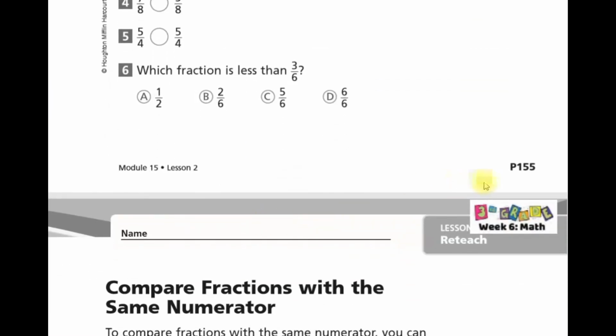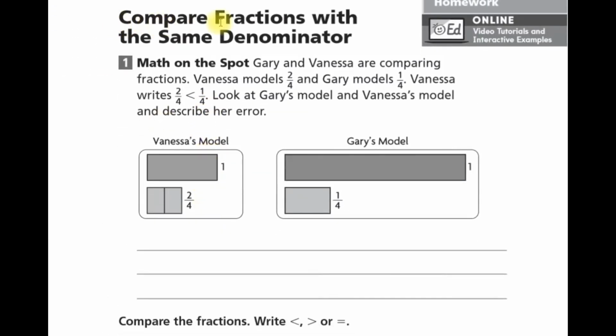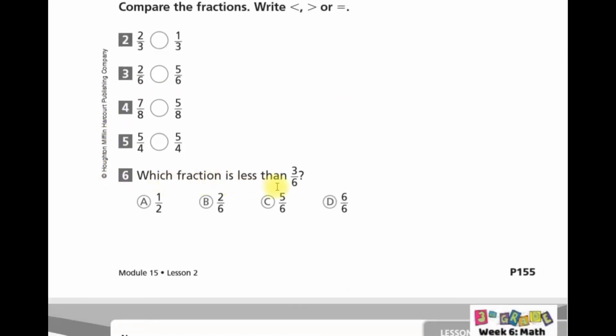We are on page 155, Module 15, Lesson 2. Compare fractions with the same denominator. Math on the spot. Gary and Vanessa are comparing fractions. Vanessa models 2/4 and Gary models 1/4. Vanessa writes 2/4 is less than 1/4. Look at Gary's model and Vanessa's model and describe her error. Error means mistake. Vanessa's model, Gary's model. Compare the fractions. Write less than, greater than, or equal to. Which fraction is less than 3/6?